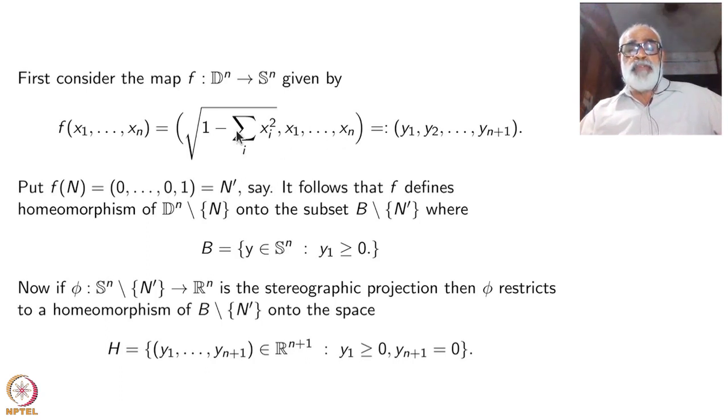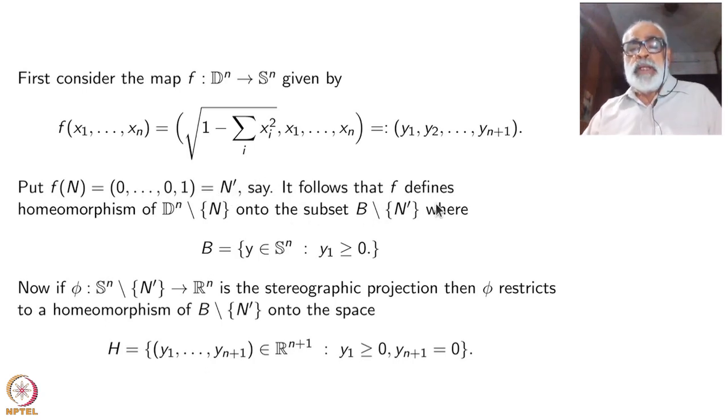It is actually the graph of this function. Okay, this function: x1, x2, ..., xn going to x comma this one, so it is like a graph. You can rewrite it as y1, y2, ..., yn plus 1. F of capital N is nothing but 0, 0, 0, 1. That is N prime, a notation. I am not defining this part; this N prime is just another notation.